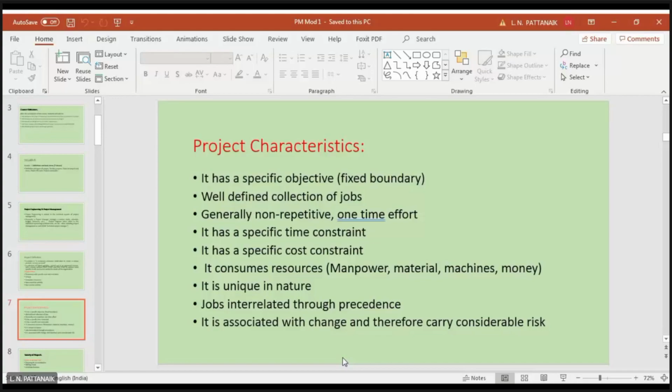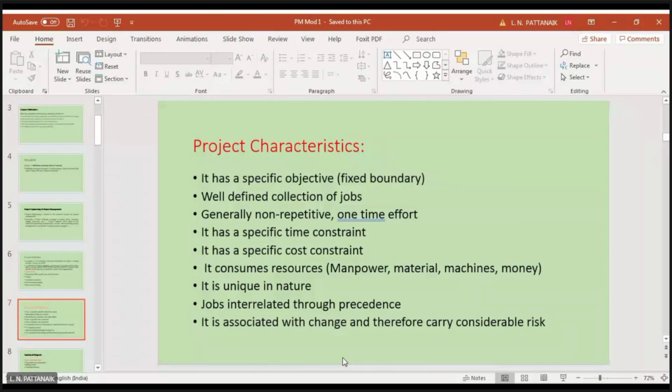Features or characteristics you can see here for a particular project. It has a specific objective and fixed boundary. This is very evident: when you are starting a project, you have to fix the boundary, exactly what you are going to do in that. Otherwise, it will go on and on. So you have to fix a boundary, you have a limit, and of course, that is called the scope of a project. We'll come to that later.